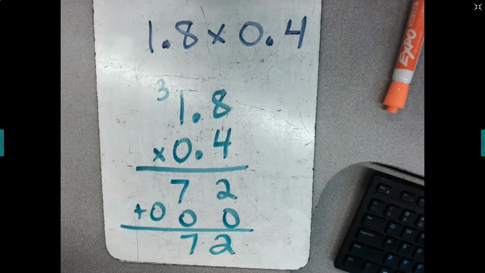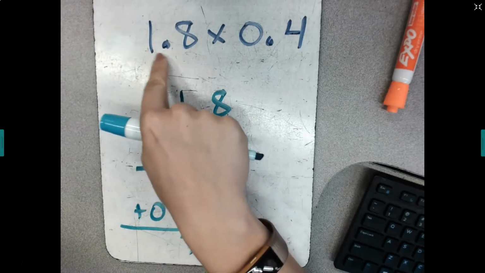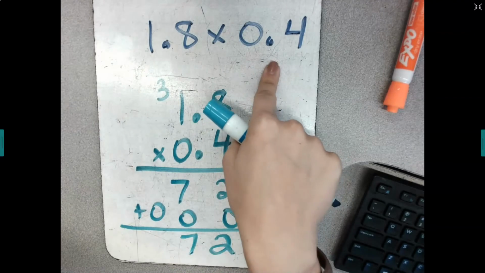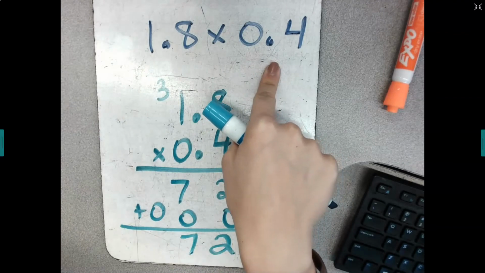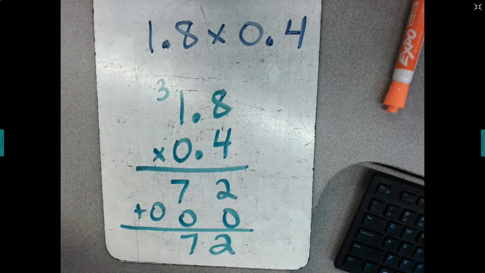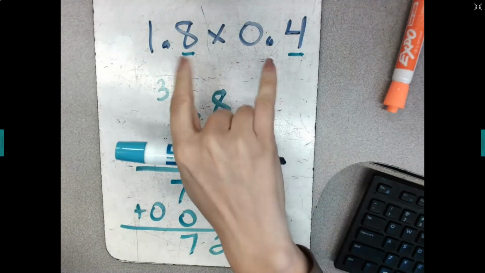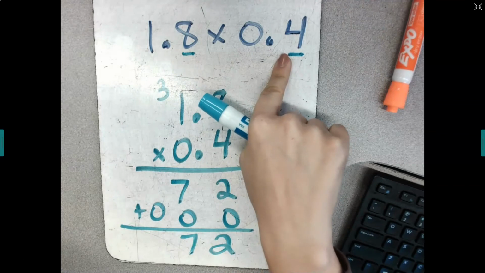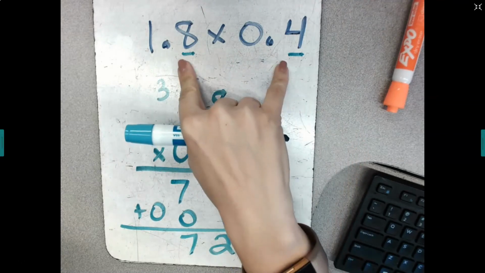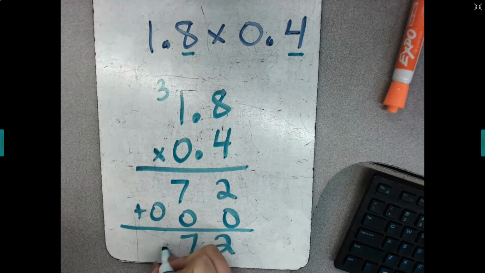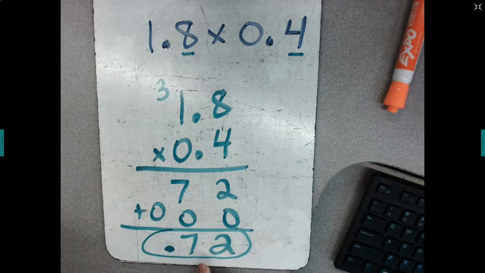I know that that does not make sense though, because this is basically 2 times a half, so I should expect my answer to be close to 1, not 72. So let's place the decimal point. I have 2 digits to the right of, or behind, the decimal point here. So I need to have 2 digits to the right of the decimal point in my answer. This answer does make sense because this is close to 1 whole, which is what I estimated my answer to be.